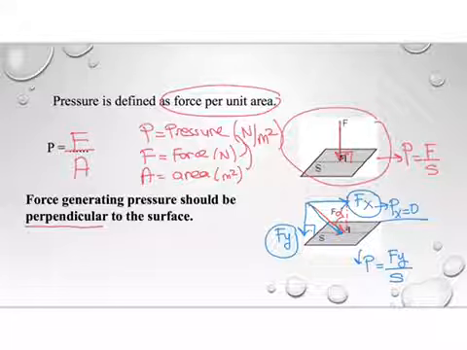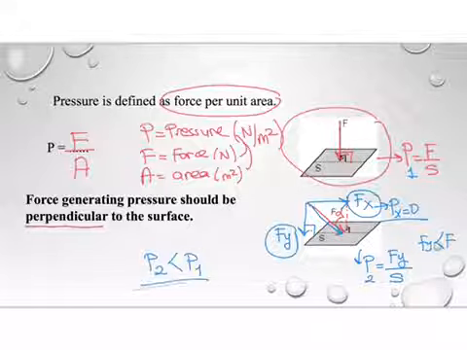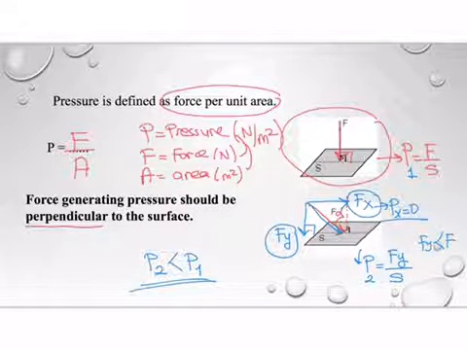As the vertical component is smaller than the force, let's say this is P2, this is P1, I can say that P2 is smaller than P1. So I can conclude here that the more perpendicular the force is, the more pressure it exerts.